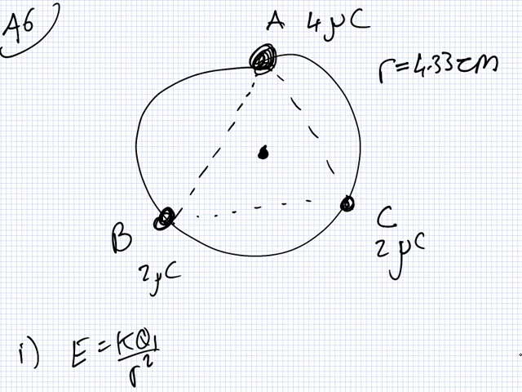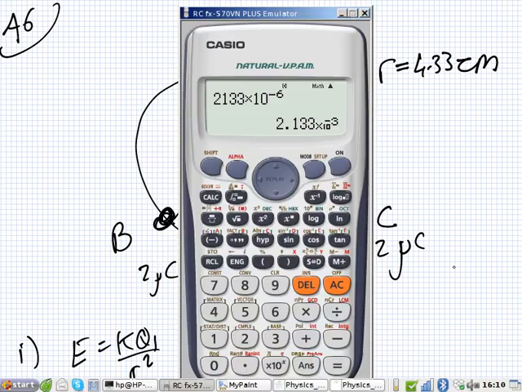What was the K? 8.99 times 10 to the 9? Are you sure? There's an easy way to check. Actually, there's not. This is the Boltzmann's constant. What's it in the formula book? 8.99 times 10 to the 9, okay. Times, what's the first charge? 4, is it?